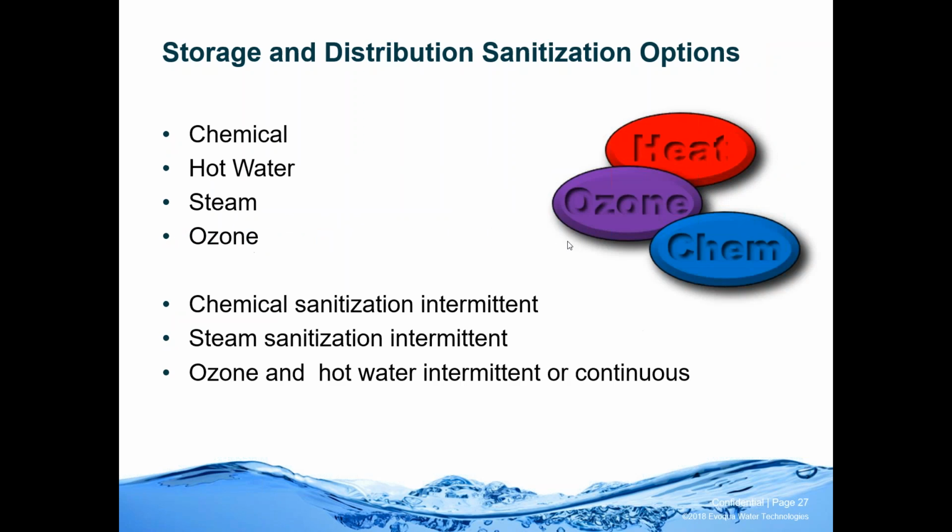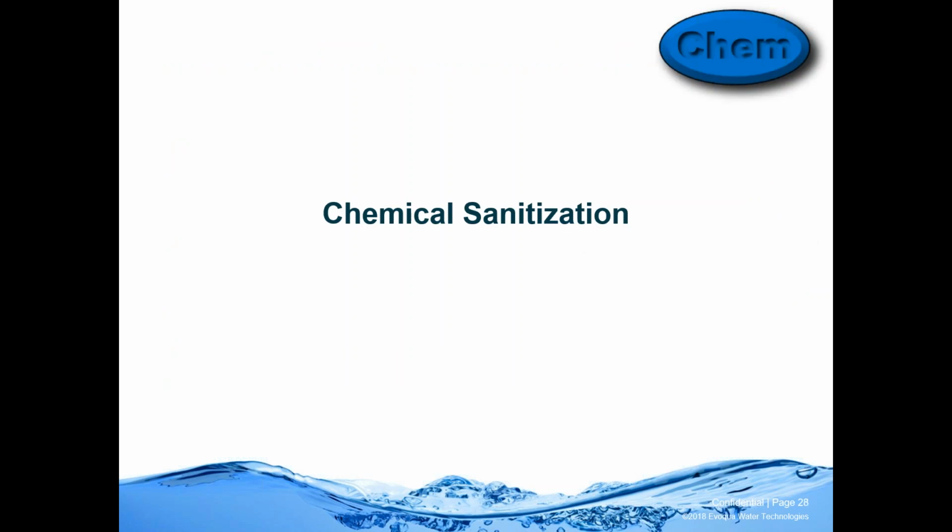In storage and distribution, everything is in play: chemical, hot water, steam, ozone. If it is chemical, it's going to be intermittent. If it is steam, it's going to be intermittent. You can't have a loop full of steam and be delivering water to use points. But the ozone and hot water, it could be continuous. The heat could be in a tank and loop and go to use points. Ozone would be an added substance. That would be a violation of the USP monographs for purified water or water for injection. So it can be continuously in the tank, but during production time, the ozone will have to be removed by ultraviolet light to qualify as purified water to go to use.